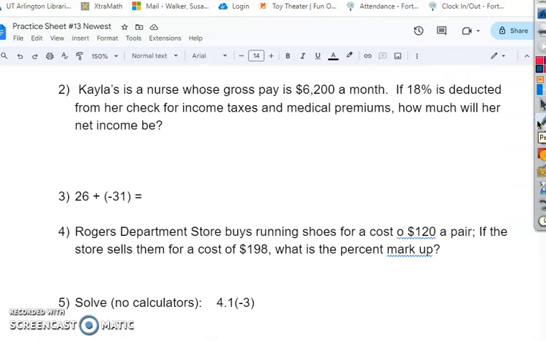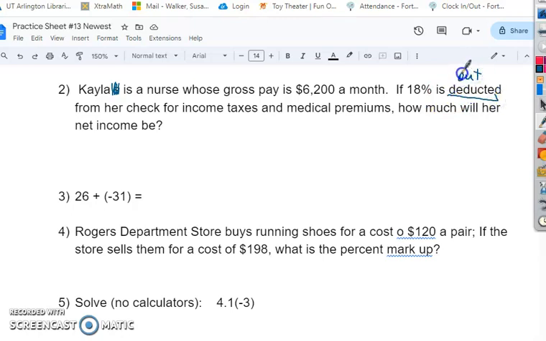So this is what we started 2-3 weeks ago, okay? This should say Kayla is a nurse. I'll fix that. Whose gross pay is $6,200 a month. If 18% is deducted from her check for income taxes and medical premiums, how much will her net income be? So, deducted. That means it's coming out of the paycheck.